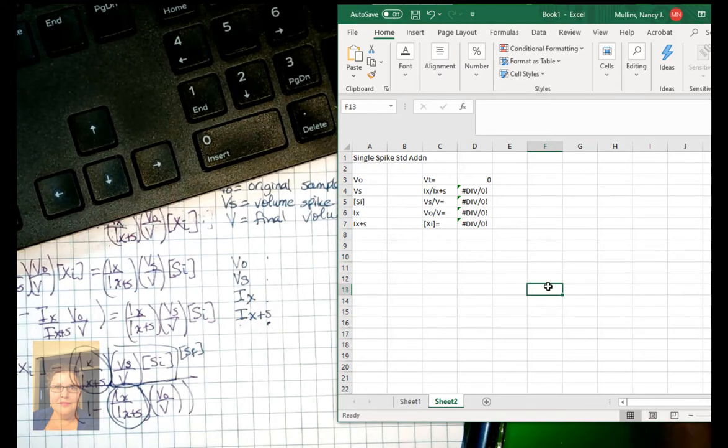Now right now that doesn't look like very much, but what this means is that any time I have a single spike standard addition, all I have to do is enter the parameters and it will do our calculation for us.